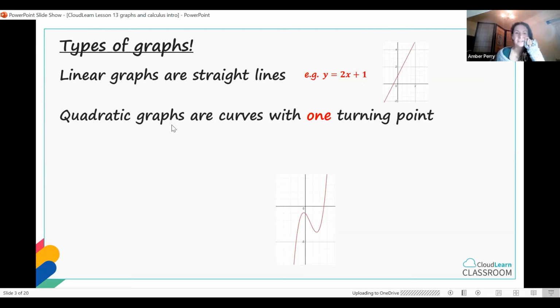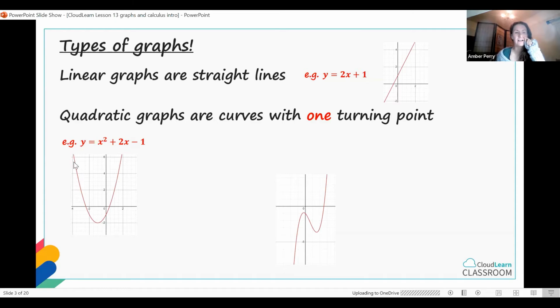Then we've got quadratic graphs. Quadratic graphs are curves and they have one turning point. So a quadratic function is something like y equals x squared plus 2x minus 1. It could be anything that looks like that, where the highest power is 2. So it will have x squared in it. It won't have an x cubed in it or anything higher because that will be a different graph. So the highest power is x squared. And quadratic graphs look like this one here.